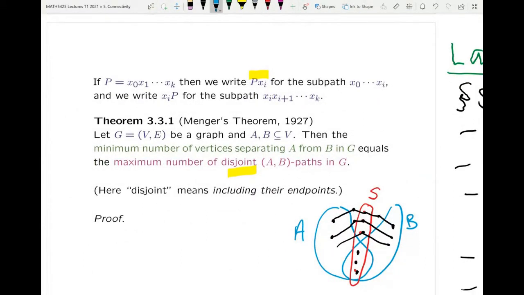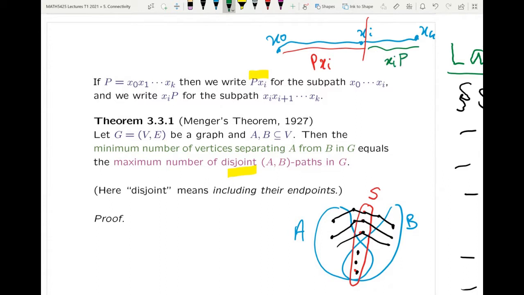If you chop off the path x naught, if you have this whole path that goes up to xk and you just chop it off here at xi and you keep this bit, then this would be called pxi, okay? And this bit starting from xi and going to the end might be called xip, and that's if this whole path is called p from start to finish, all right? So that's the notation that is introduced here. Now we're going to just state and then prove Menger's theorem from 1927.